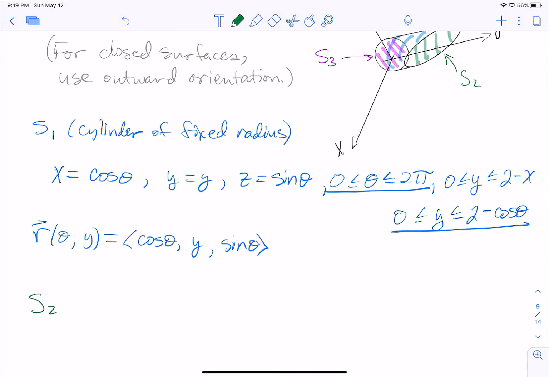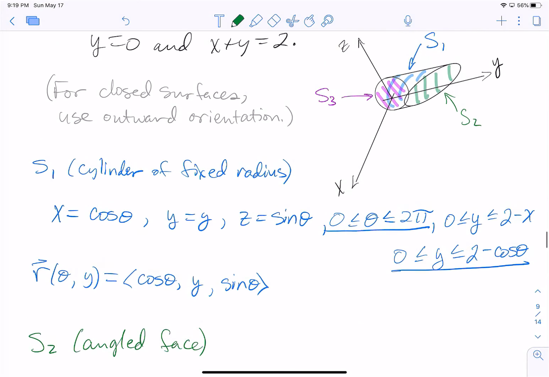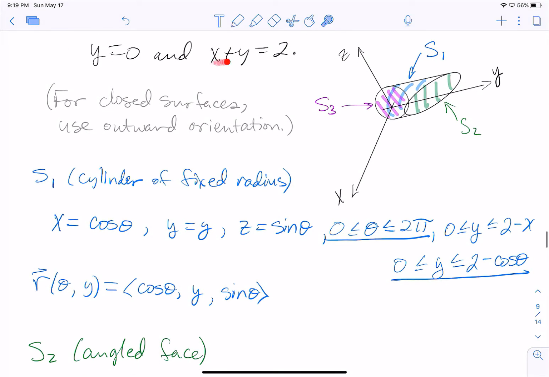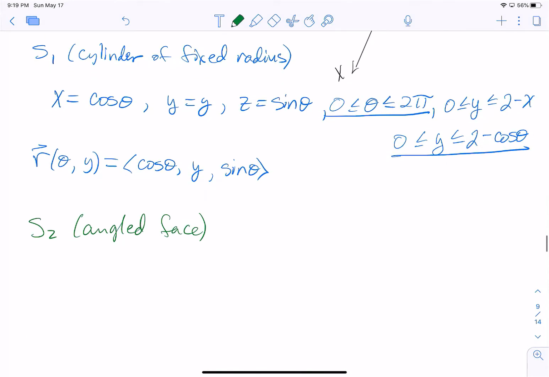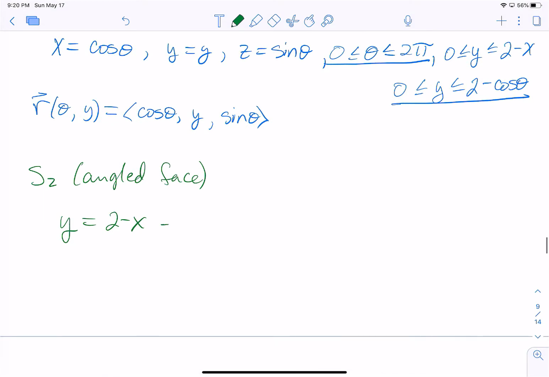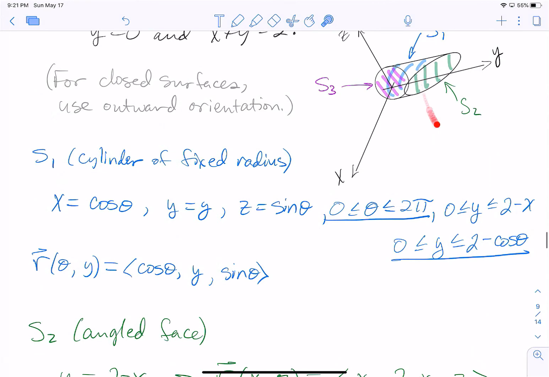Now let's look at S2. That's the angled face. The face is getting its angle because it's getting sliced by the plane x plus y equals 2. That's a function, and we can write it as y is equal to 2 minus x. I mean, we just did over here a minute ago. When we have a function, our parameterization becomes r of x and z. R of x, z is equal to x, 2 minus x, z. I don't want to use x and y because y depends on x after all. And by using the free variable z, that's how we end up with a vertical plane, right?